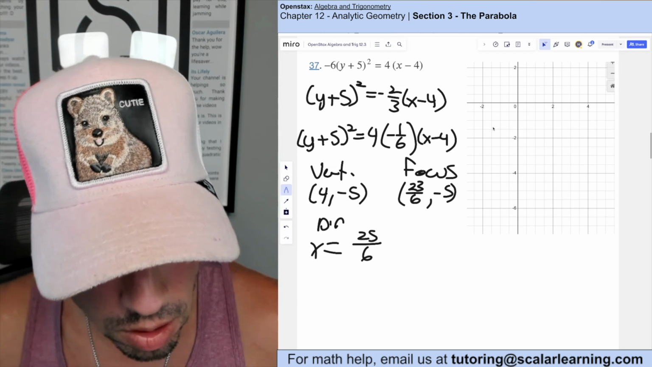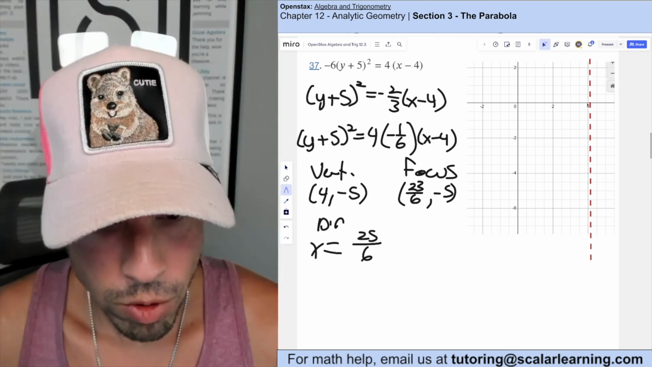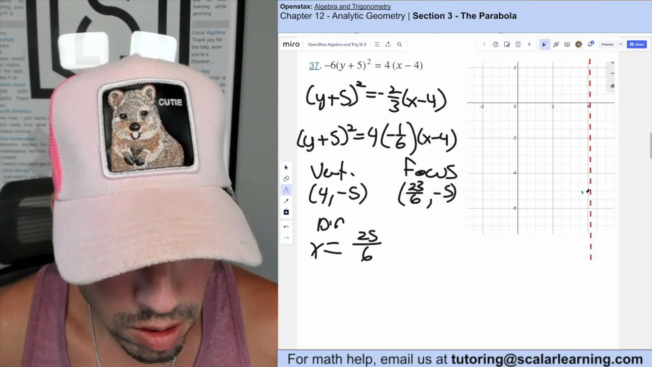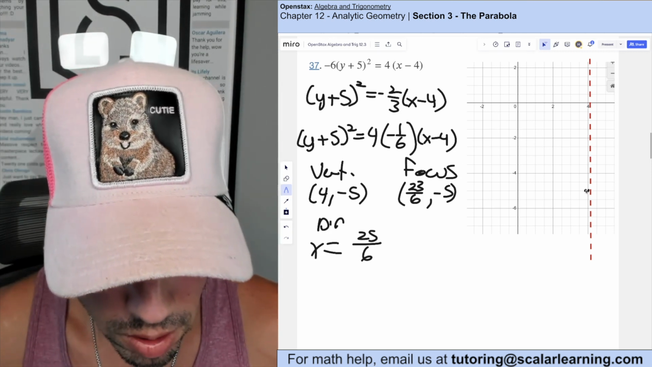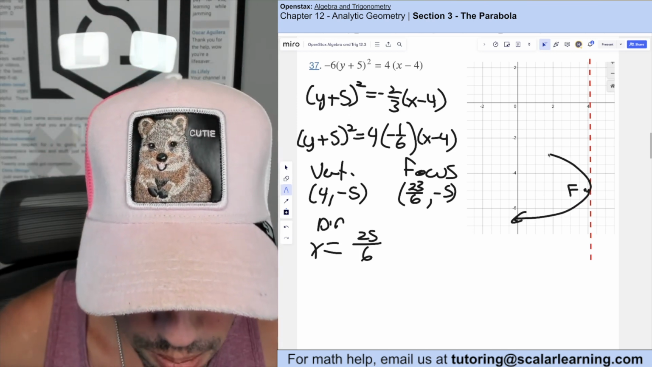All right, let's draw these out. So here's approximately 4 1/6 for the directrix. My vertex is at 4, negative 5 right here. And then the focus is just to the left. Again, really small right there. And then we're going to wrap around like this, wrap around like this.